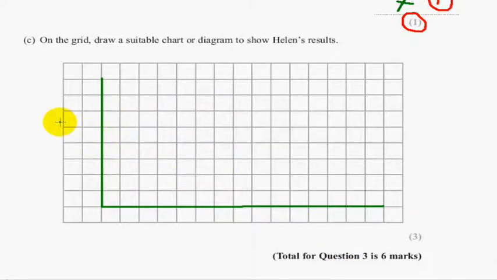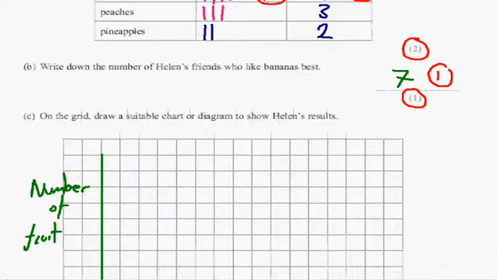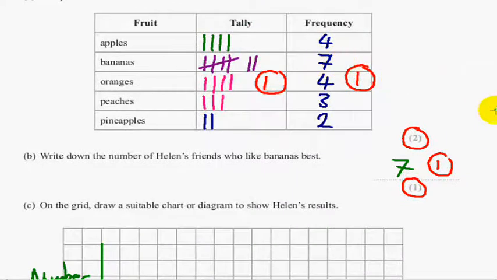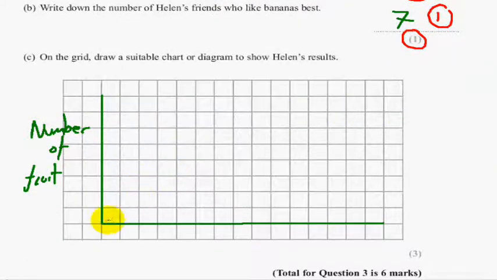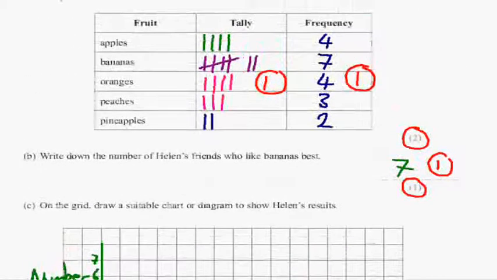So I'm going to have number of fruit, and the biggest number is going to be 7, so I have to make sure that I get the scale correct. So I'm going to put 0 here. 1, 2, 3, 4, 5, 6, 7. Okay, so 1 square is 1, 5, 6, 7. Okay, and I'm going to need to label each of the bars.